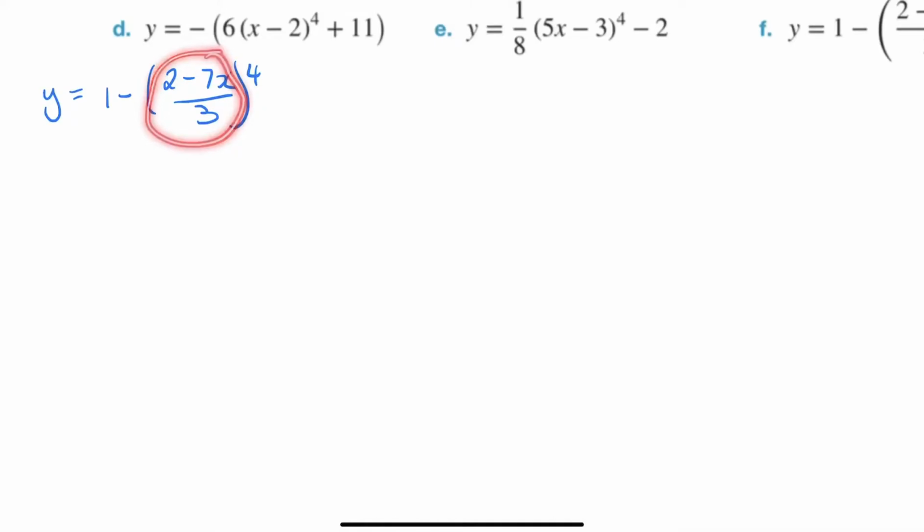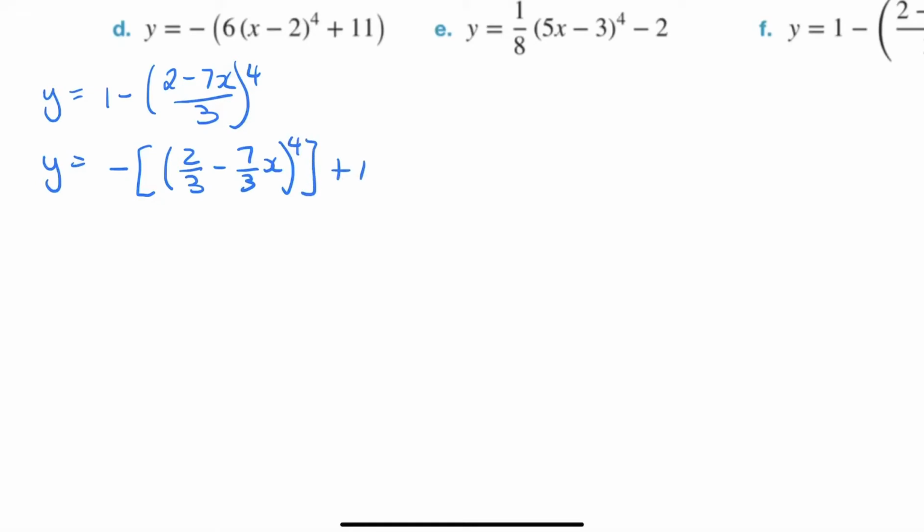What I want to do is rewrite this so it's in the form of x equals. So there's going to be a little bit of manipulation, and I'm also going to take the 1 to the back. So I'm going to have minus, and I'm going to start with the bracket. First thing I'm going to do is say this is the same as 2 over 3 minus 7 over 3x, and this is all to the power 4, and then plus 1. So we have it in the right form.